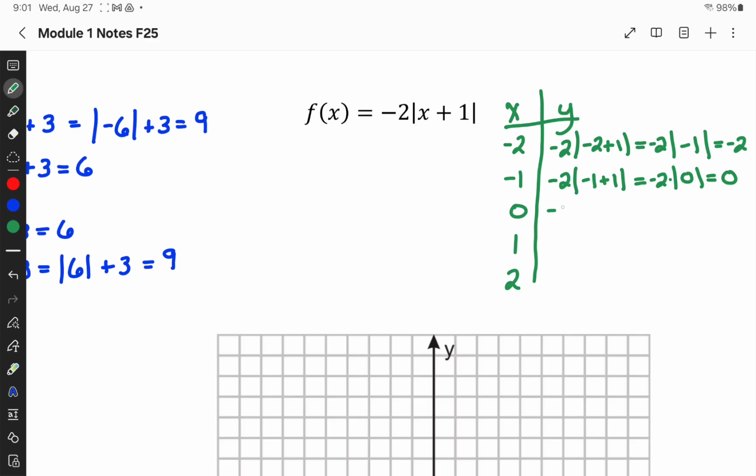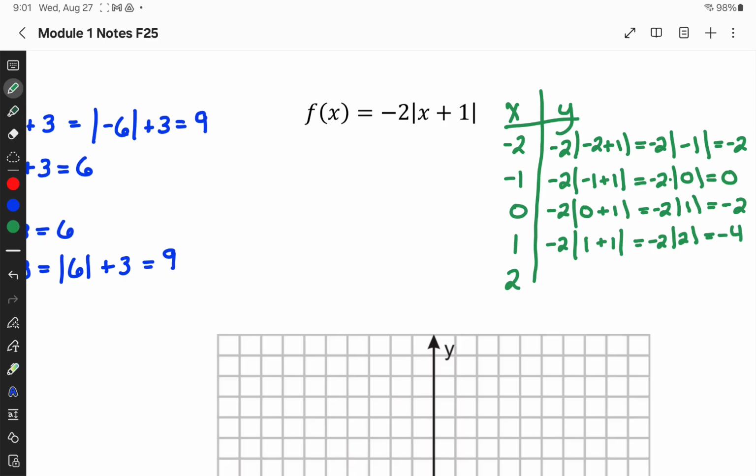Next, I'll go ahead and plug 0 in for x. So -2 times the absolute value of 0 plus 1, which is going to be -2 times the absolute value of 1. Well, the absolute value of 1 is just 1. And if I multiply that with -2, that's just going to be -2. Next, I'll go ahead and plug 1 in for x. So -2 times the absolute value of 1 plus 1, which is going to be -2 times the absolute value of 2. Well, the absolute value of 2 is just 2, and 2 times -2 is going to be -4.